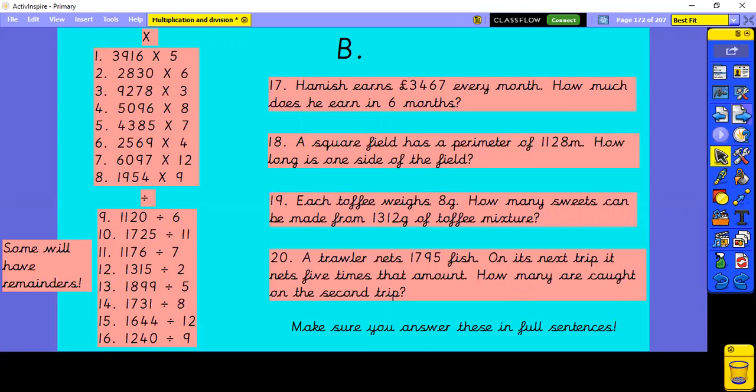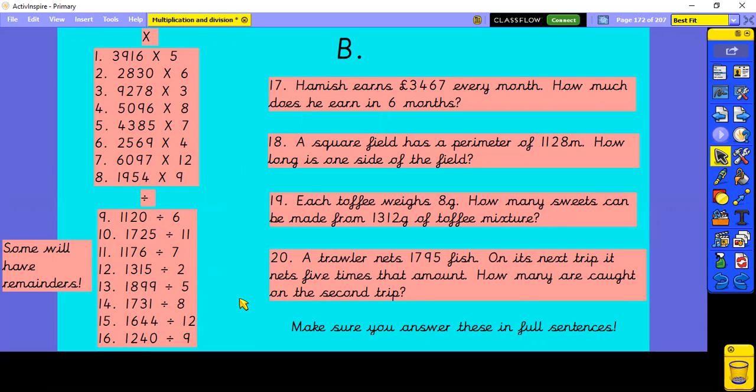Okay, and here are the step B questions in a nice pink colour for people who like pink. So we've got some multiplication, some division, and some problem solving. Again, the division questions will have remainders in the answers, so don't worry if you think you're doing it wrong, you're doing it right.